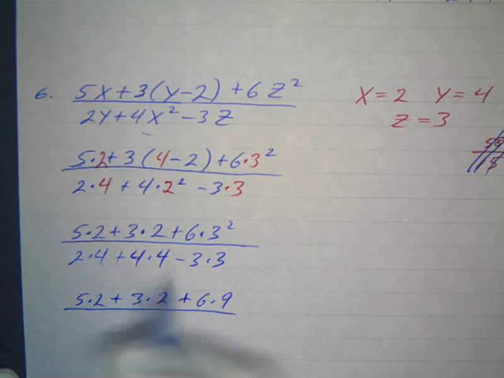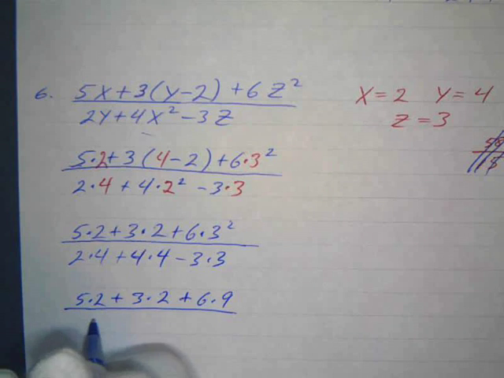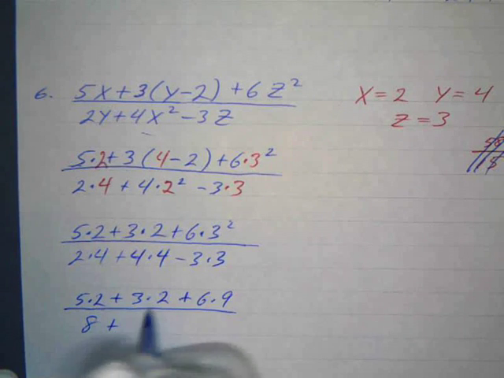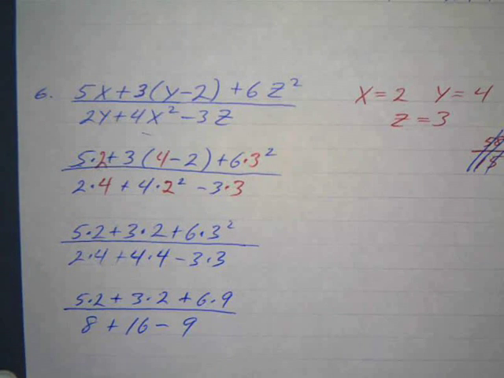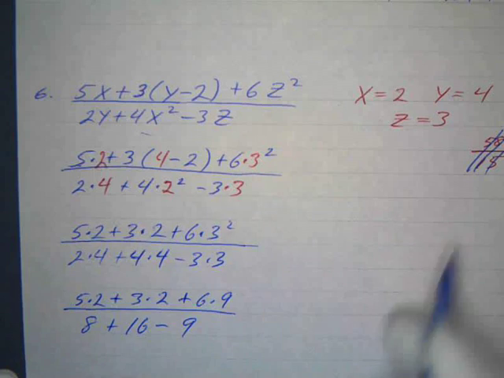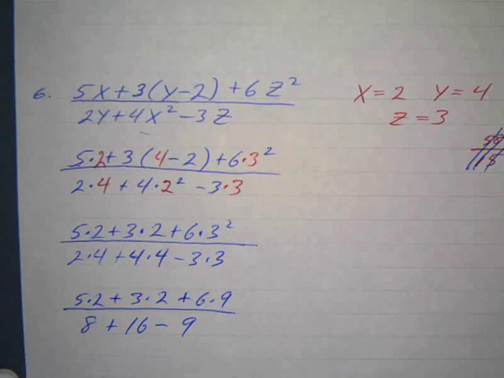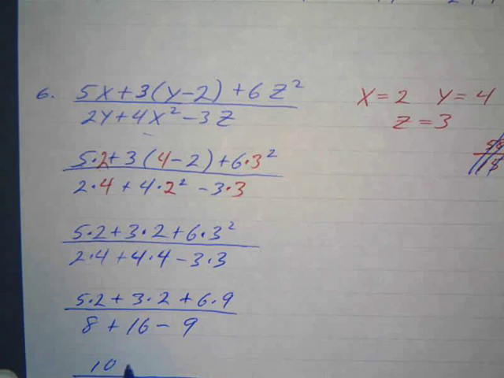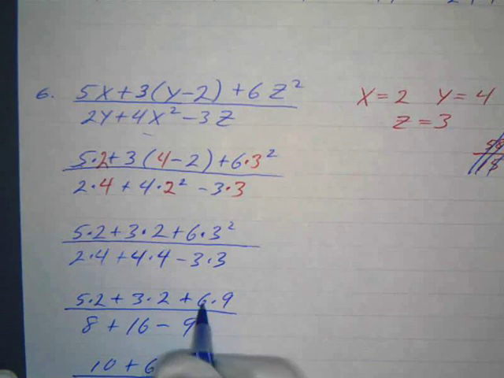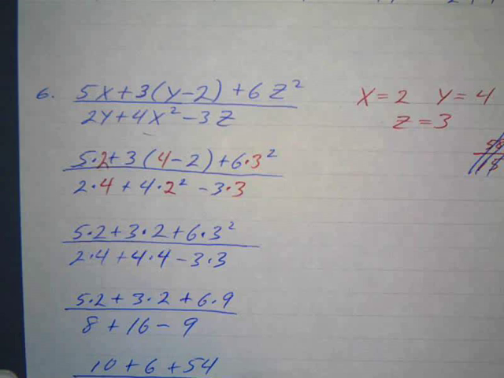Okay, so on the bottom, 2 times 4 is 8. 4 times 4 is 16. Minus 3 times 3 is 9. Okay. So this is not the correct answer, so we're going to have to kind of work through this. Sorry about that. And in the top, I have 5 times 2 is 10. 3 times 2 is 6. And 6 times 9 is 54.